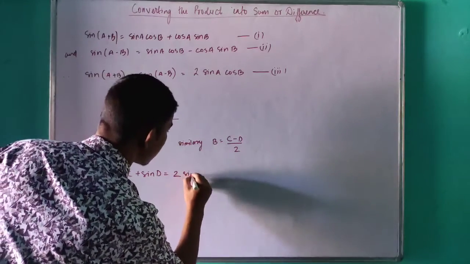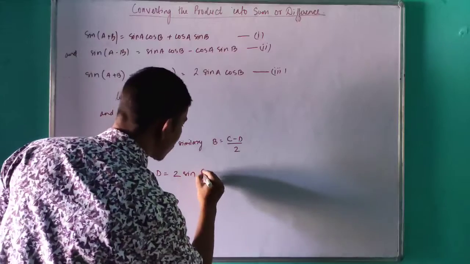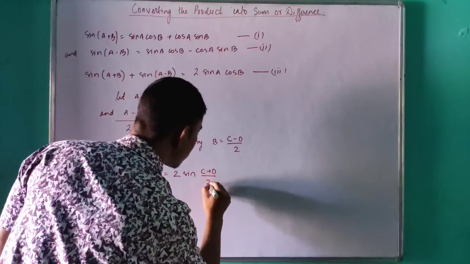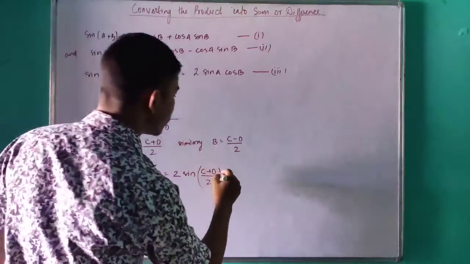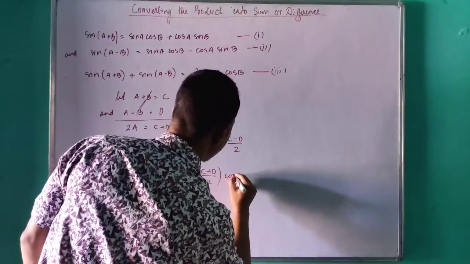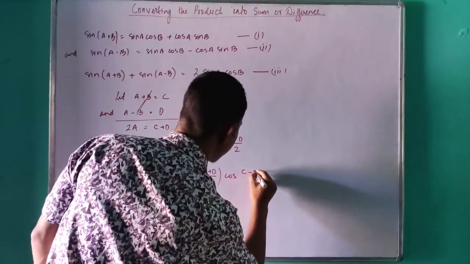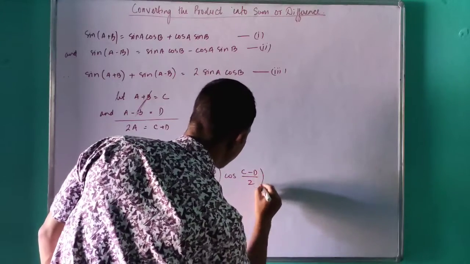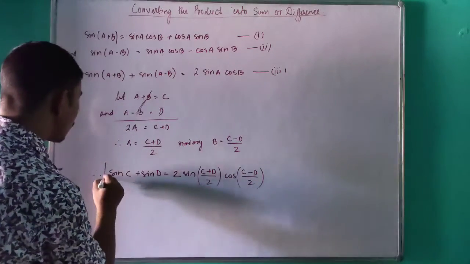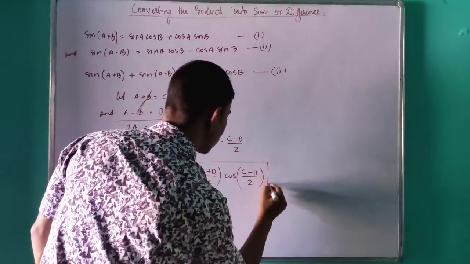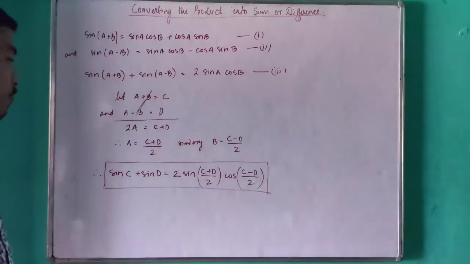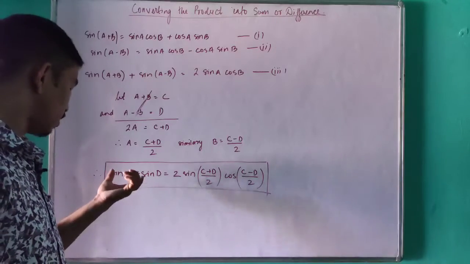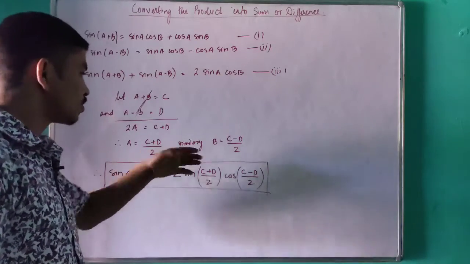sine, now a in terms of c and d is c plus d divided by 2, and b is c minus d divided by 2. So I will get cos of c minus d divided by 2. Okay, so this formula is here. You see that we have converted the product into sum or differences, or rather I have converted the sum into the product.